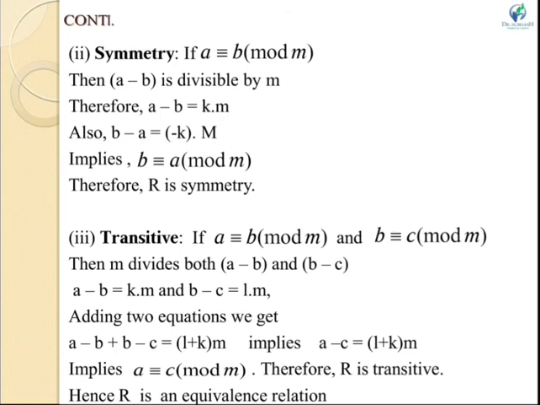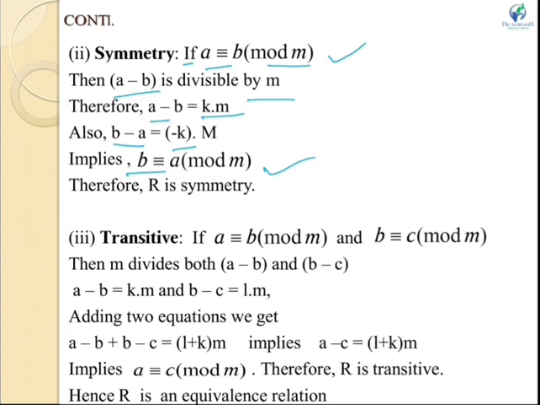Next, we will check whether it is symmetric or not. If a is congruent to b mod m, then m divides a minus b. Therefore you can write a minus b equal to k into m. If I take minus common out, then you can write this as b minus a equal to minus k into m. This is also true. This implies b is congruent to a mod m. So a is congruent to b mod m, and also b is congruent to a mod m, then we can say that the given relation R is symmetric.